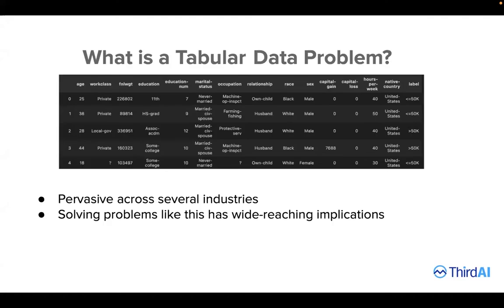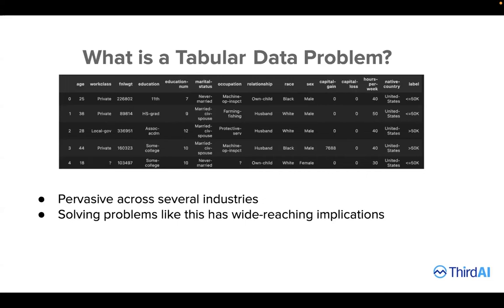So we'll start with an introduction, just for those who are not familiar. What is a tabular data problem? Surely you've seen some data set like this. They'll have some columns, maybe some categorical information, numeric information, and you'll have some objective, maybe in the form of a label that you want to optimize for.